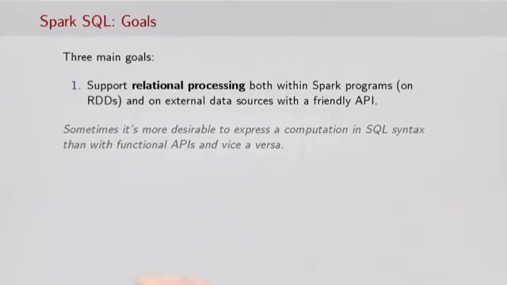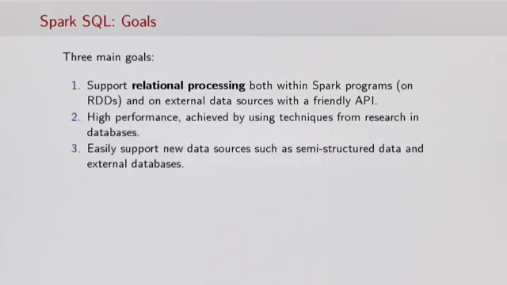So Spark SQL has three main goals. The first of which is to support relational processing in Spark. This is that goal of intermixing relational code, declarative SQL-like syntax, with functional APIs like Spark's RDD API. And this is because it's sometimes more desirable to express a computation in SQL syntax than with a functional API, and vice versa. So you could imagine that, for example, selecting an entire column out of a database is easier to do with a single line in a SQL statement than it is to do somehow with a map or a filter operation.